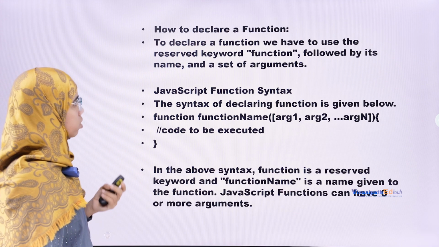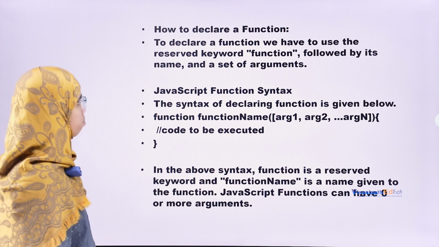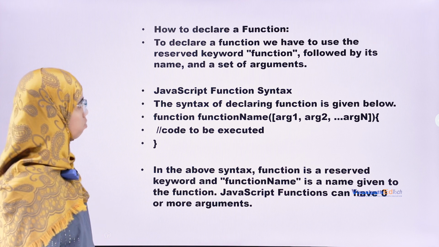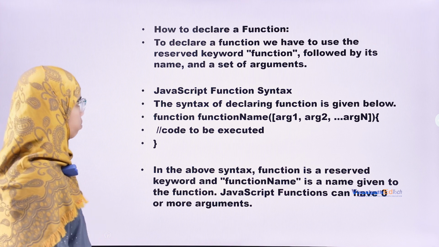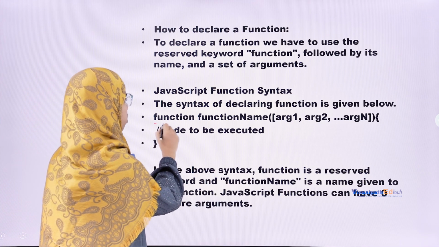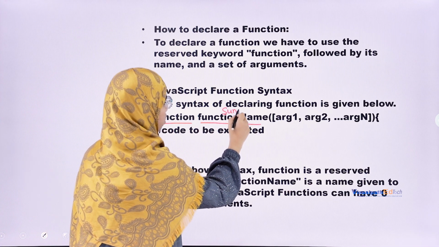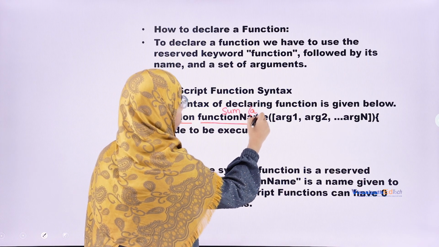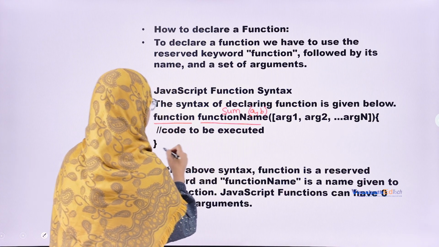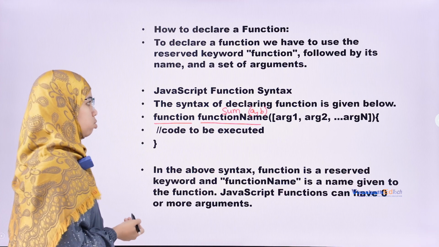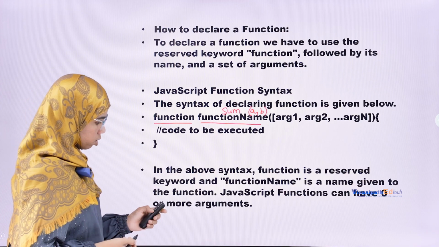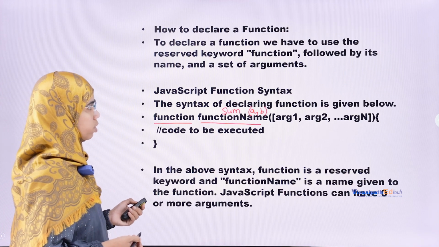How to declare the function? Declaration of the function is done by using the keyword called function, followed by its name and a set of arguments. If you see the syntax here, function is a keyword, then the function name. Suppose in this place I want to write sum, with a set of arguments a, b. If those are my two arguments, I can make use of them. So this is the syntax for it.